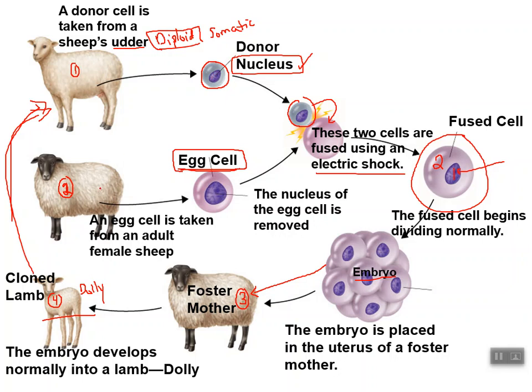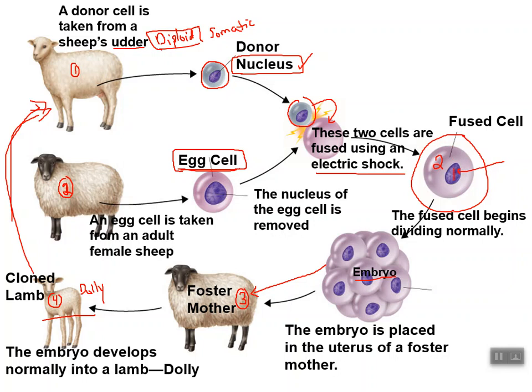Sheep number 2 gives the egg cell. Because sheep number 1 is the sheep we're cloning, we need to put this nucleus into this sheep's egg cell. So we take the nucleus out of the egg cell from sheep 2, discard it, we don't need that nucleus, and we insert the nucleus from sheep 1. Now we have an egg cell where the cell itself is from sheep 2, but the DNA, the nucleus, is from sheep 1.